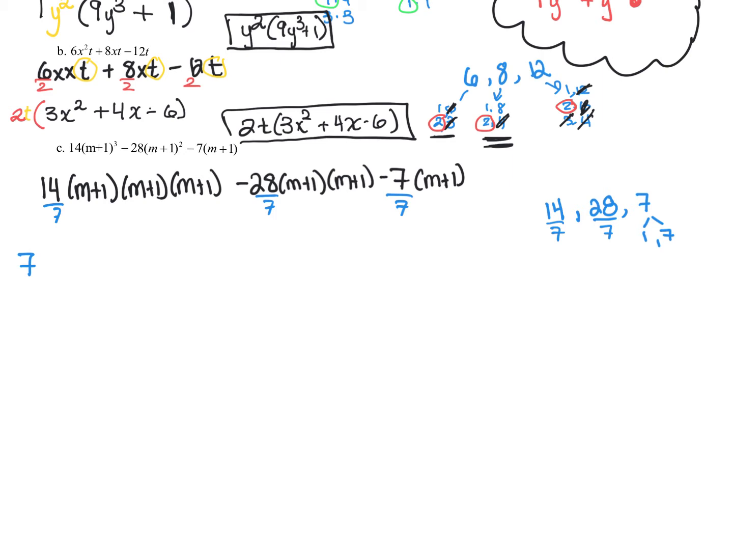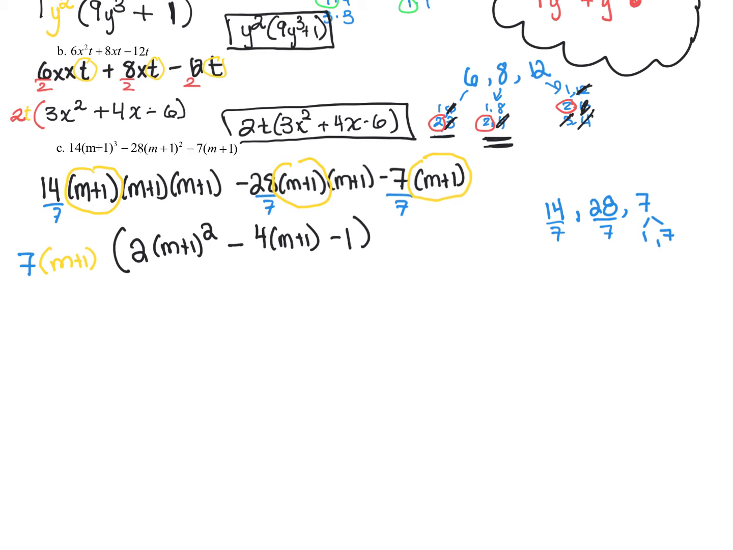Now if you look, this has an m plus 1, this has an m plus 1, and this has an m plus 1. So I'm going to put an m plus 1 out front. And then I'm going to write down what's left. So 14 divided by 7 is 2. And then I have m plus 1 squared, minus 28 divided by 7 is a 4 times an m plus 1. And then negative 7 divided by 7 is a 1, so minus 1. There's no letters left there because the letters are in the front. I pulled them all out.